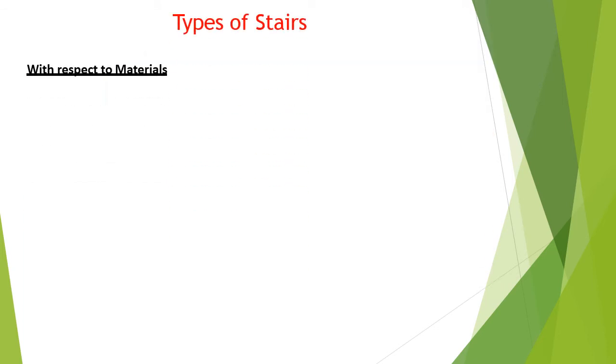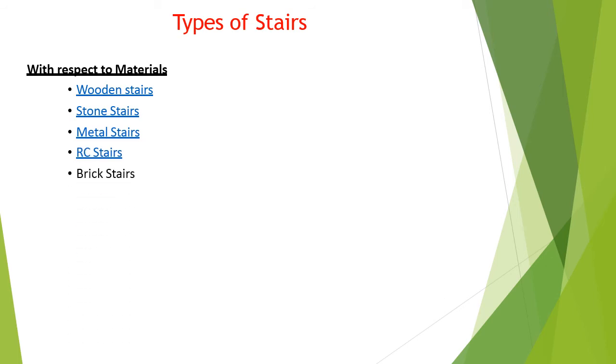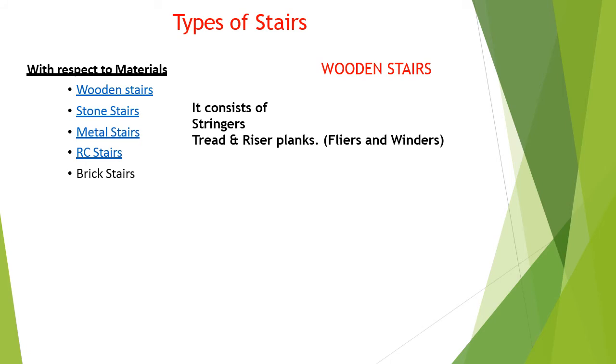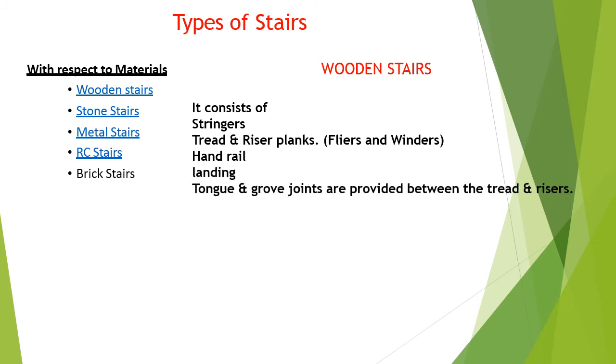Types of stairs with respect to materials: wooden stairs, stone stairs, metal stairs, RCC stairs, glass stairs. Wooden stairs. It consists of stringers, tread and riser planks, known as flyers and winders, handrail, landing. Tongue and groove joints are provided between the tread and riser.